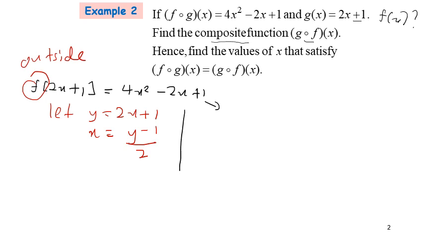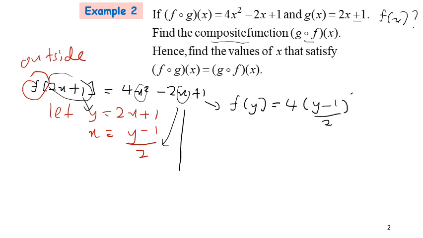So remember the previous video, this 2x plus 1 will be replaced with y, and each x here will be replaced with y minus 1 over 2. So it will be like this. After we substitute, the left hand side will be f of y, and on the right hand side it will be 4 times y minus 1 over 2 squared, minus 2 times y minus 1 over 2, and then lastly plus 1.